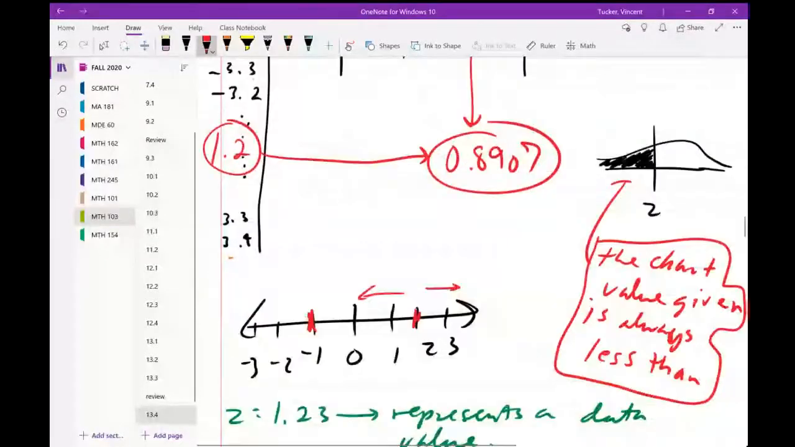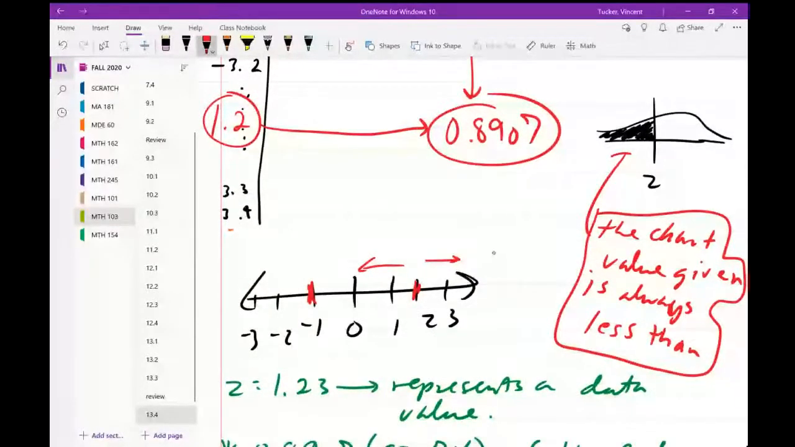All right. So this chart, if you would have saw, when you look at the top of the chart, it gives you this diagram. Just let you know that whatever chart value that you have is always giving you the less than, or what's to the left of your z-score. And what's to the left of is always going to represent less than.